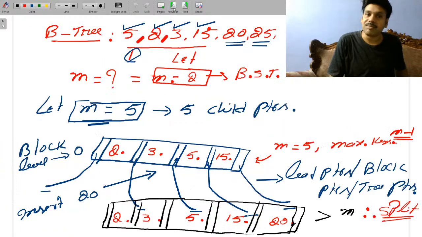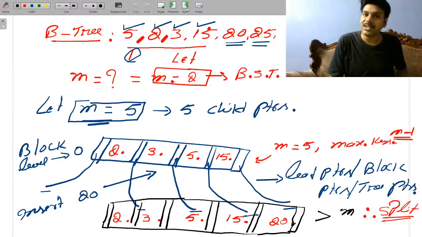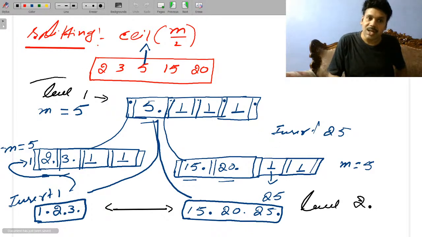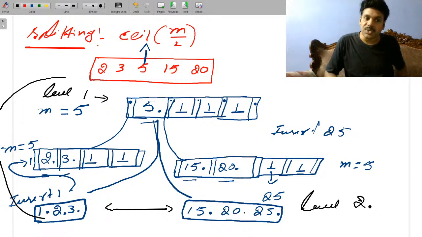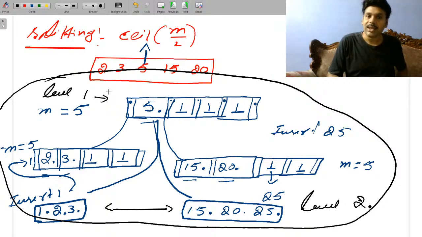But earlier in the BST, you observe carefully, the number of levels are 4. The height is 3. Here height is 1 and number of levels are 2. You can say that as number of levels are 2, your height is 1. So I am talking about this completely, from here to here. It is completely an index. It's not a data file. It is your index file only.